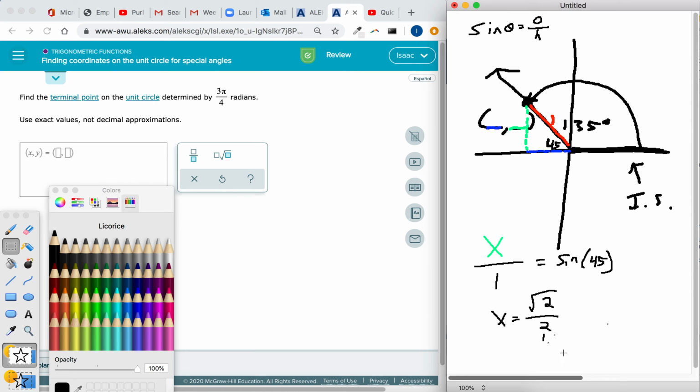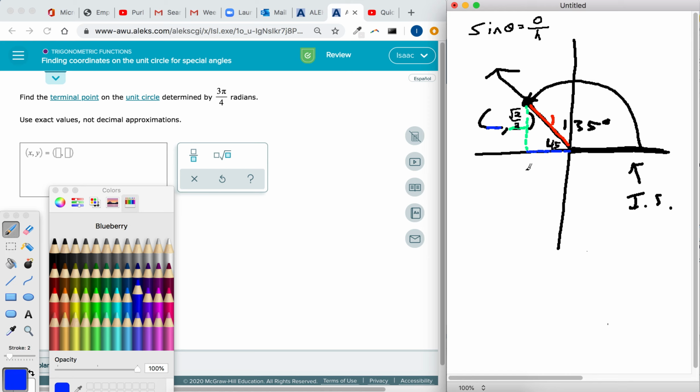Okay, so we just found out at least one of these values. The y value is square root of 2 over 2. So to find the x value, let's set up another trig ratio. It's going to be the same type of thing. We want to know that blue line that I just drew. So we want to know the adjacent, right?